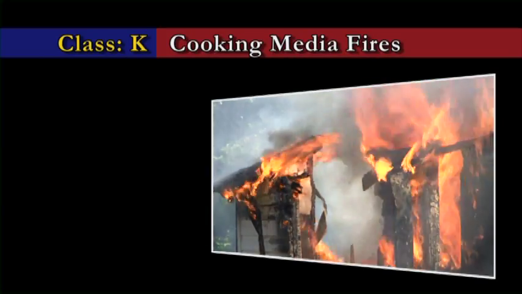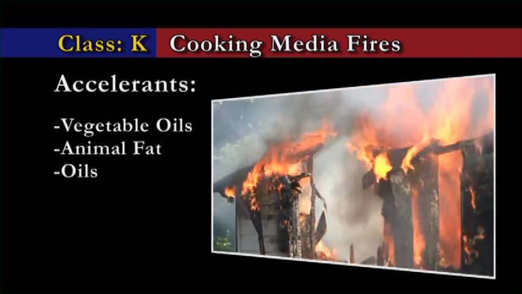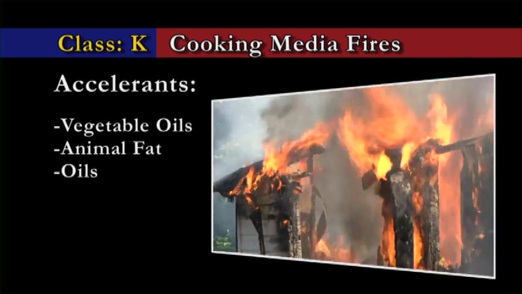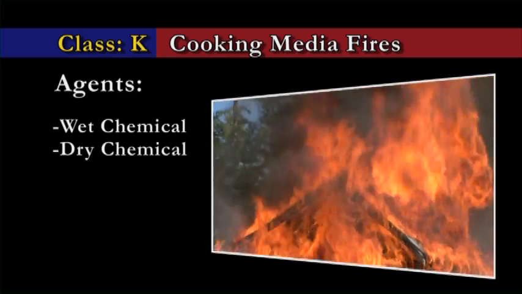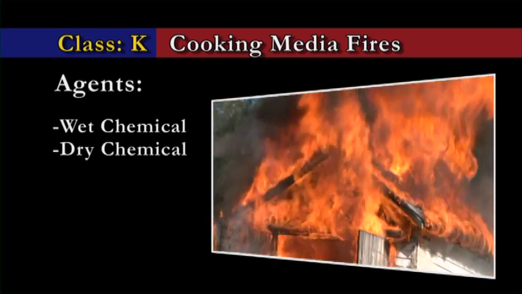And finally, we have Class K, which involves cooking media. This type of fire would involve things like grease or cooking oils. The agents used here are ones that are either wet or dry chemical-based. Okay, that covers the classifications of fires and what you would use to fight them. Now let's take a look at the actual fire extinguishers that are being produced.